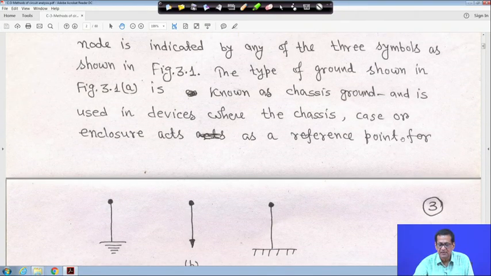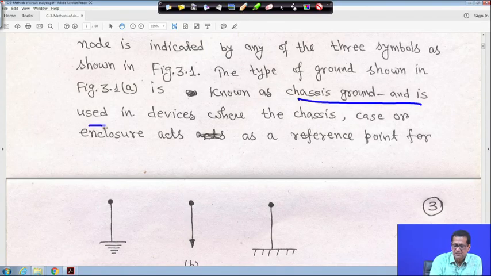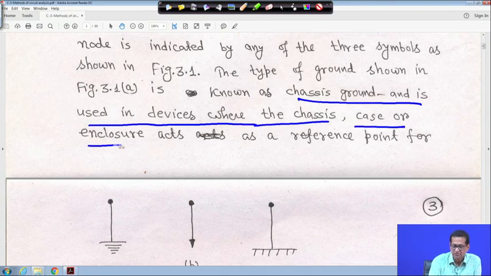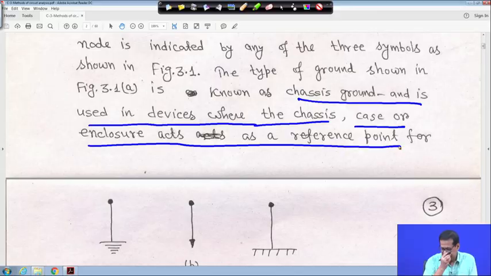Looking at the 3 symbols, the type of ground shown in figure 3.1a is known as chassis ground and is used in devices where the chassis, case or enclosure acts as a reference point. So this is one symbol for the reference node.